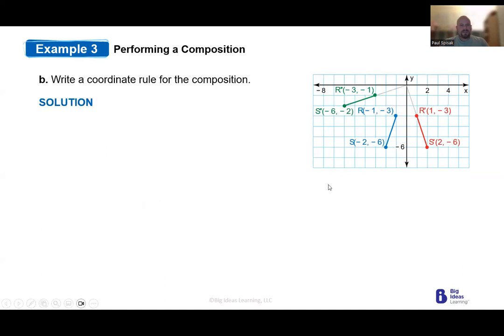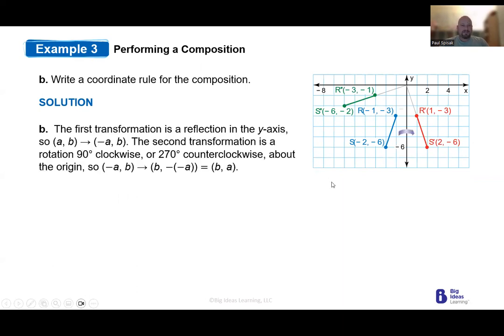All right. And then the second part of this was to write a coordinate rule for the composition. So they want us to write it out. What happened? Well, first thing we did was change the sign, so we made our x negative. Then we switched them around and made that original x value negative. So what ended up actually happening is we ended up with our original x, y values just switched. Originally (a, b) is now (b, a), or if you used x and y, it's now (y, x).